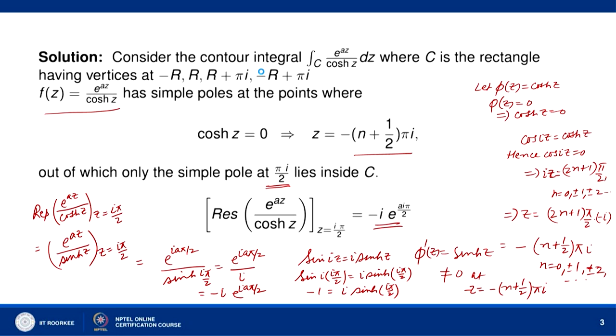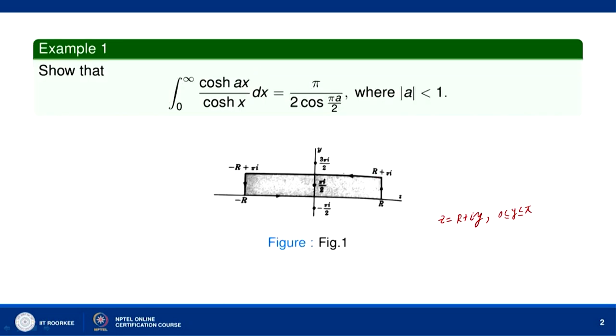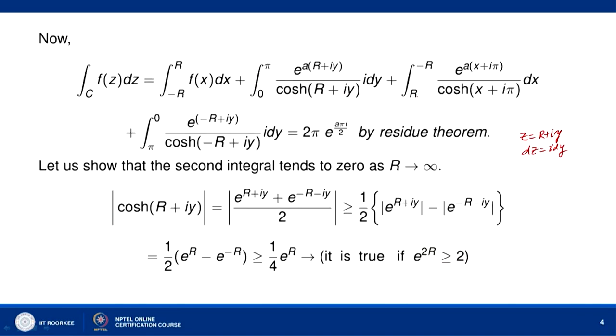Now, when we move along this segment from r plus iπ to minus r plus iπ, you can see that now we will have z equal to x plus iπ, because now y is constant, x varies. Okay, so x plus iπ, y is equal to π along this line, and x varies from r to minus r. And dz will be equal to dx. So let us put this here in the third case: x varies from r to minus r of e^(a(x+iπ)) over cosh(x+iπ) dx.